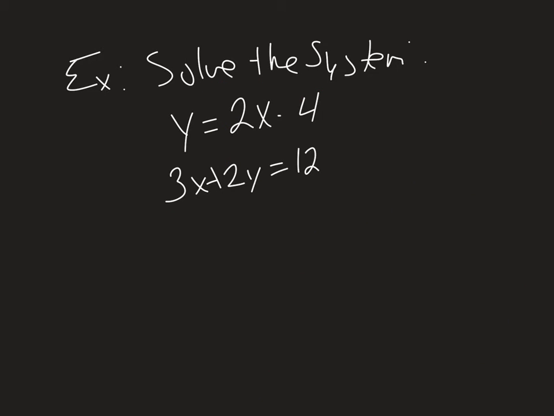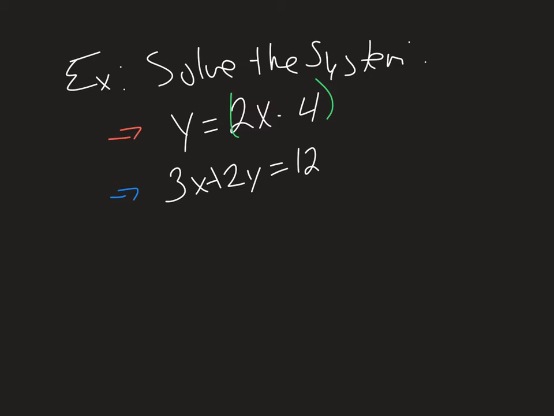So let's look at another example here. And on this one, we have a couple of options. So one equation is in slope-intercept form. That makes it pretty easy to work with. The other one is not. So we have two options. We could either convert this bottom equation into slope-intercept form, or we can do an altered version of substitution.